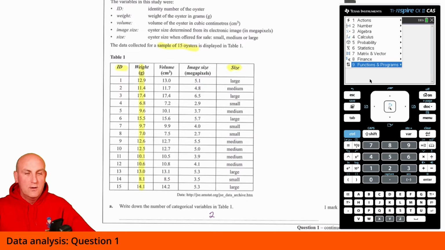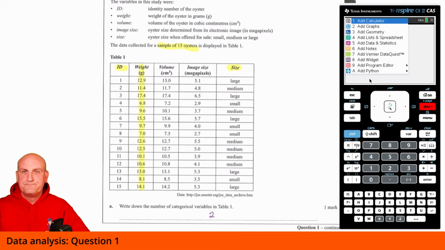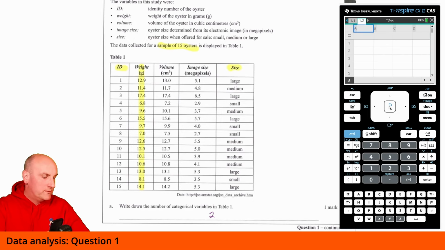Oh, no, we're not. We're going to go control, doc, list and spreadsheet, and I'm going to type in there weight. Right, so weight 12.9. Now, when I put these data in, I am always checking every one that I put in and don't make a silly mistake, because making one silly mistake can generally cost you lots of marks, because there's all sorts of things they can do with these questions. 7, 12.6, 12.5, 10.1, 10.6, 13. See, I nearly made a mistake there. 13, 8.1 and 14.1. Now, there we go.